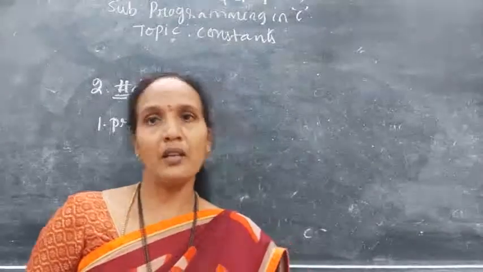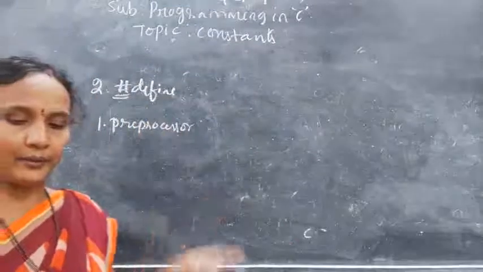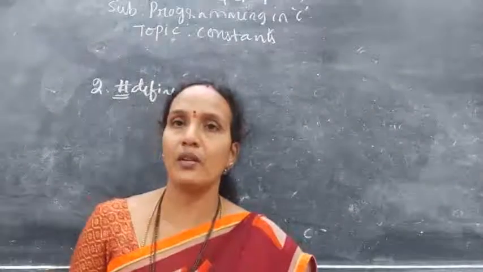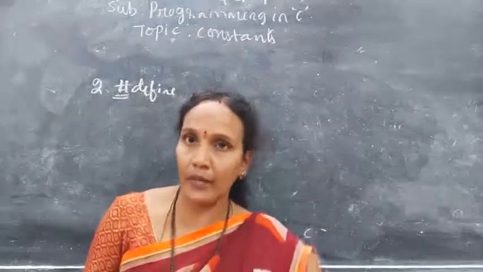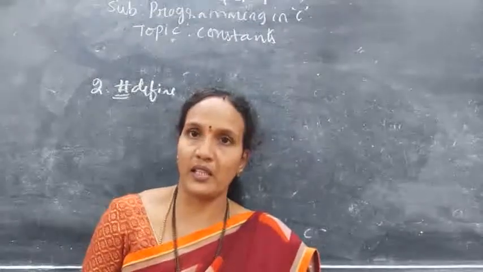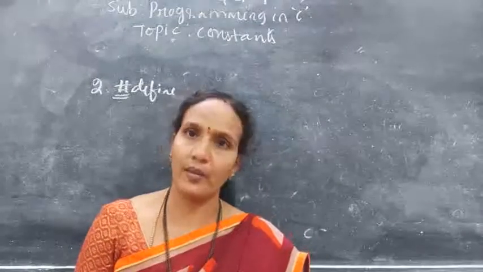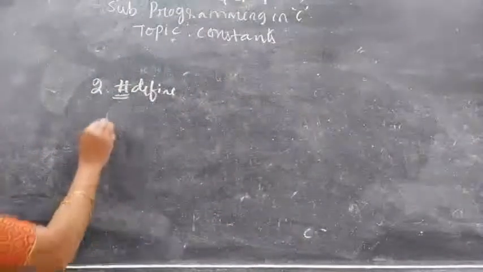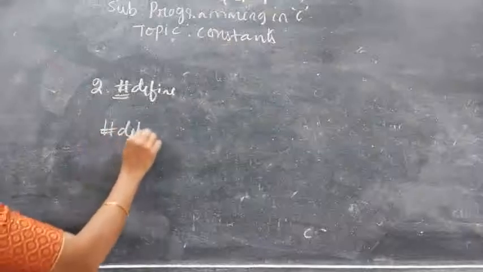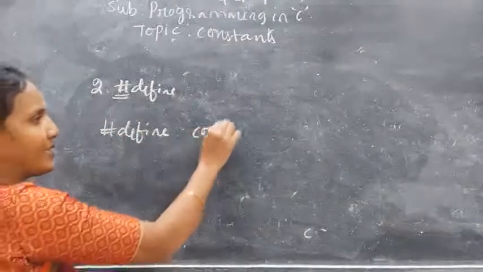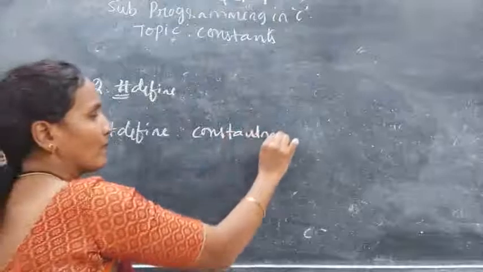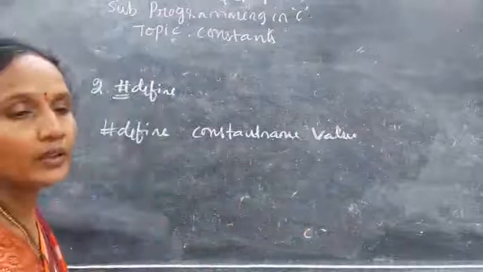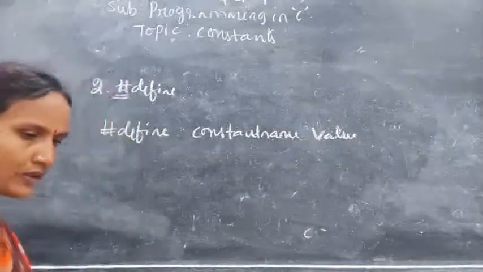Okay, so that is the preprocessor. Hash define is a preprocessor constant, which means before program execution, before the main function, whatever variable you have given as a constant should be loaded into your memory. Here is how to declare this: hash define, constant name, value.